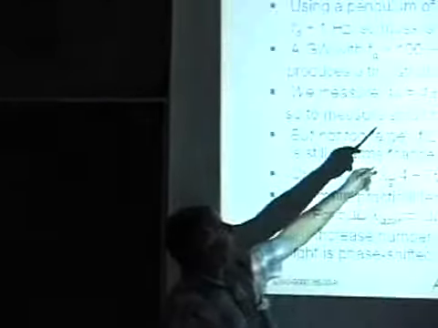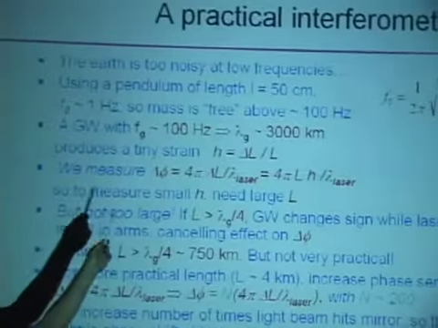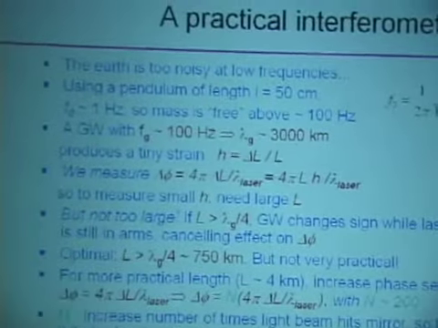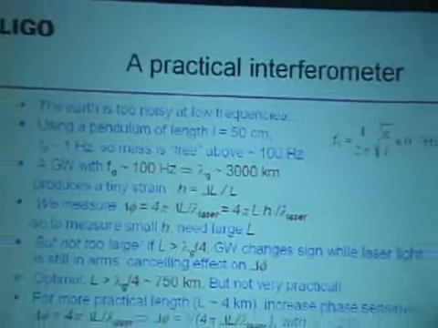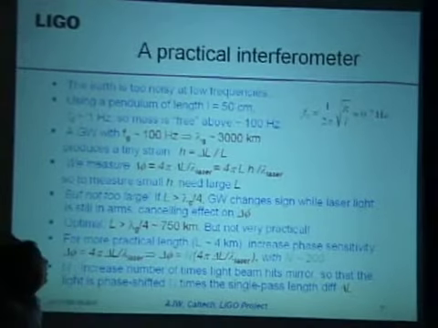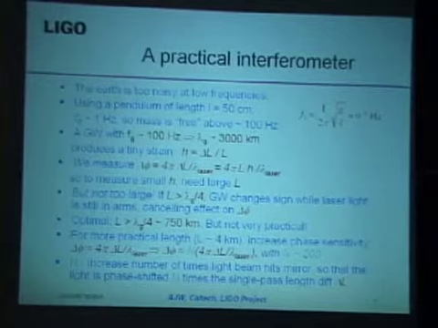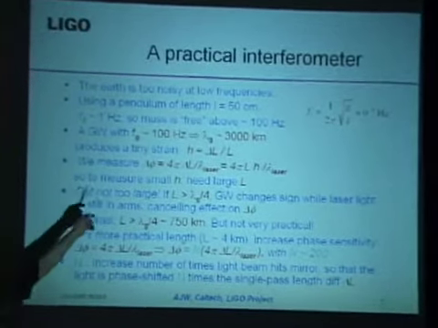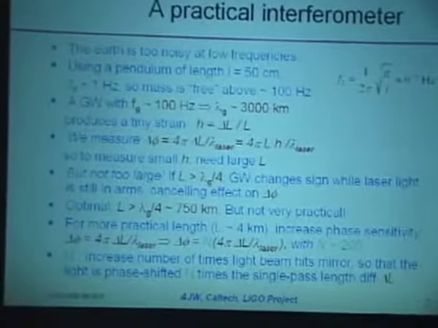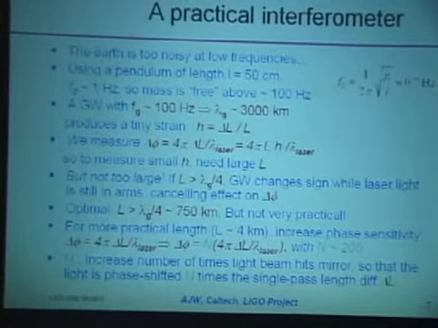Okay. So above 100 hertz, that's the lower band, roughly. I mean, in Advanced LIGO, it'll be more like 10 hertz. But above about 100 hertz, that sets the band of frequencies that we're sensitive to for Earth-based interferometers. That means wavelengths on the order of 3,000 kilometers. And that produces, of course, a very tiny strain.